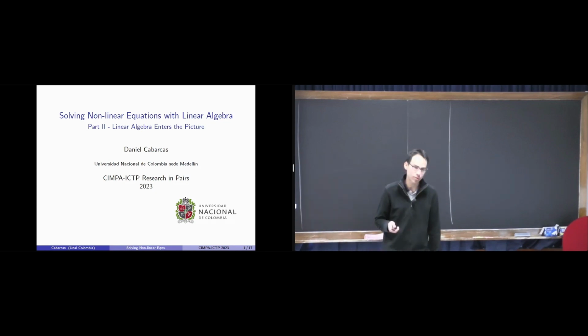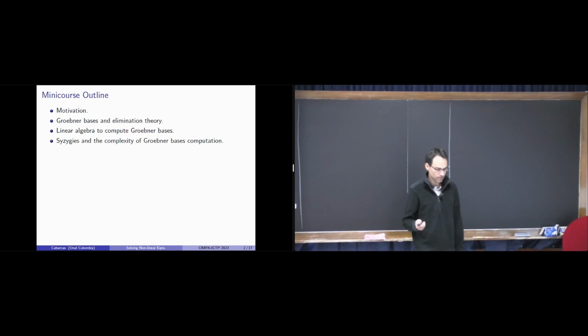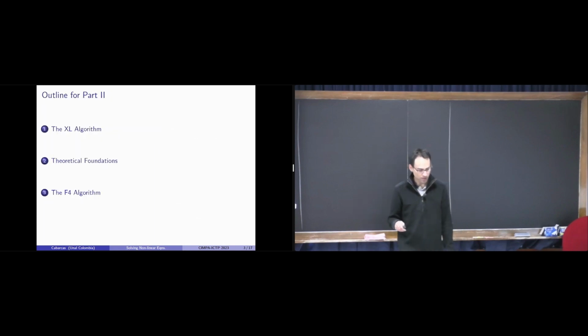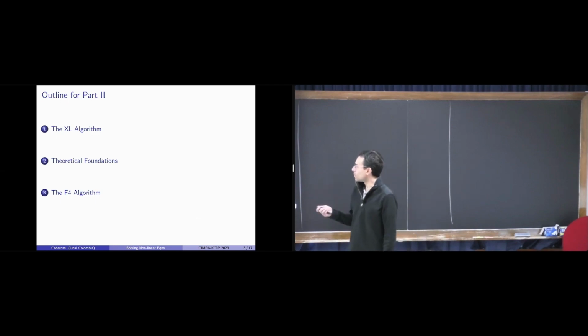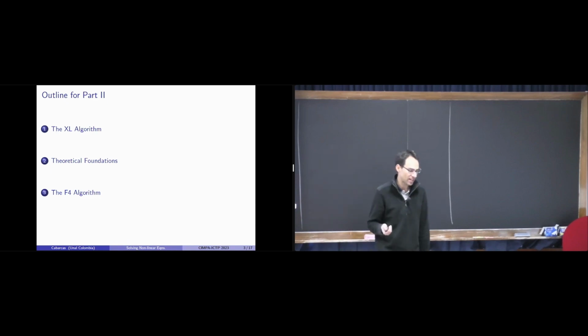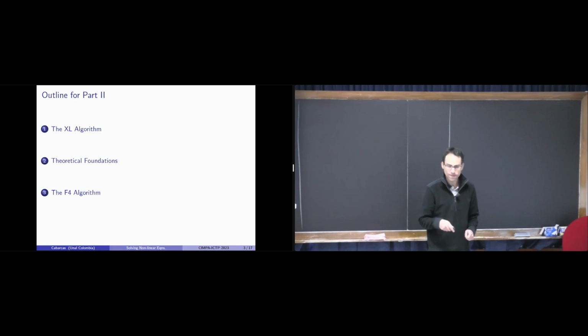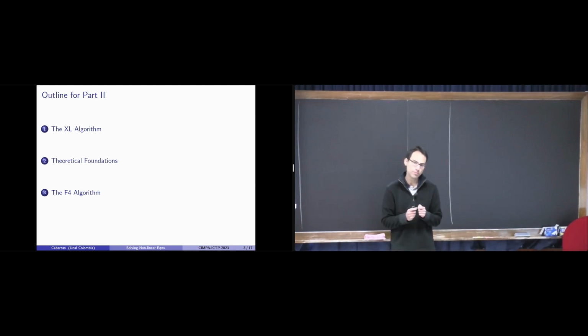I'm going to do a quick recap of what we did last time before we start. We described an algorithm called the XL algorithm to solve a system of polynomial equations using Gaussian elimination, but this is a non-linear system of equations. And then we explained the theoretical background that makes this possible. Today, we're going to talk about the F4 algorithm, and then we will discuss some ways to improve on these algorithms, avoiding reductions to zero.